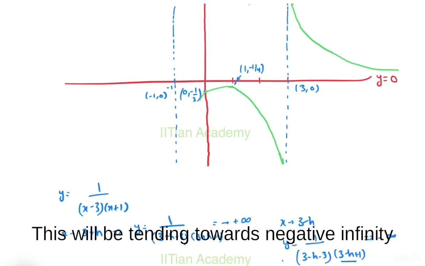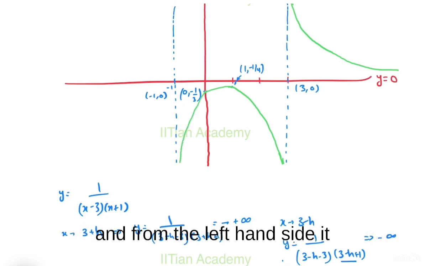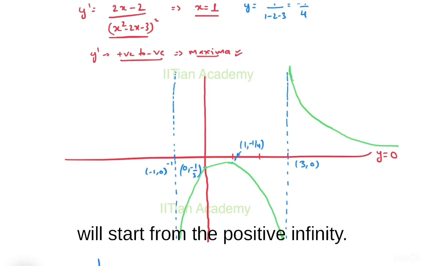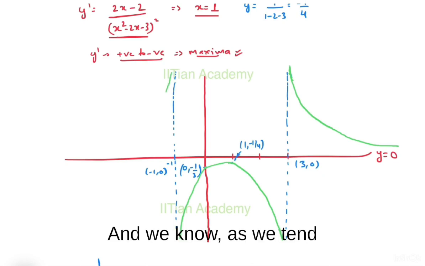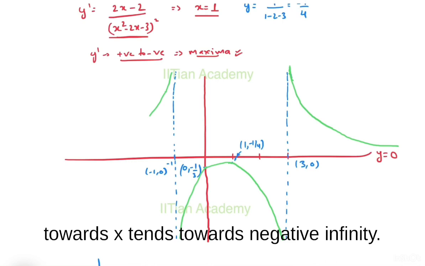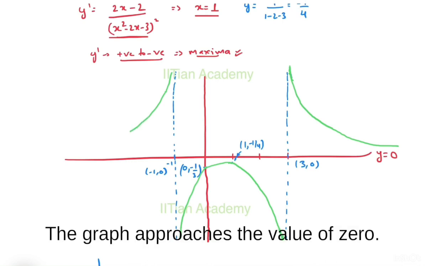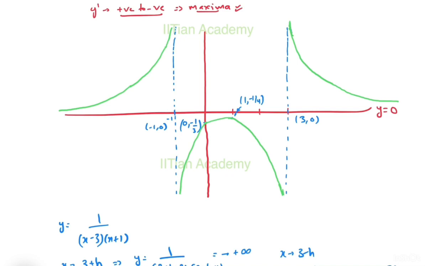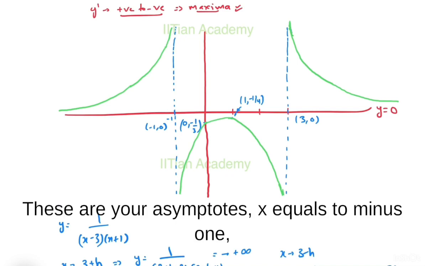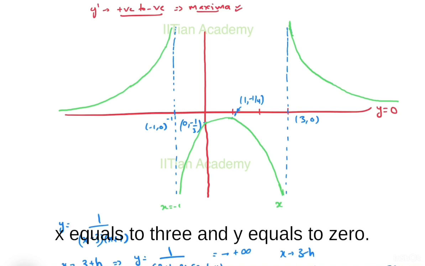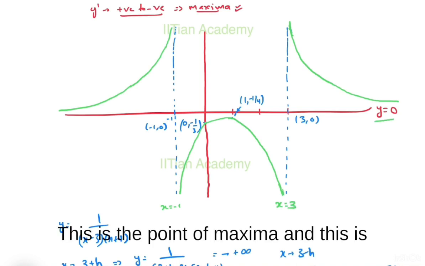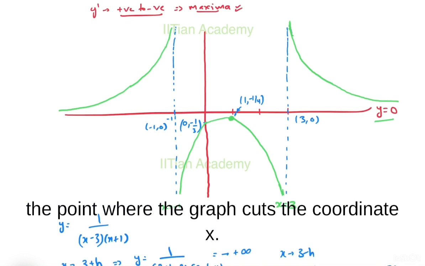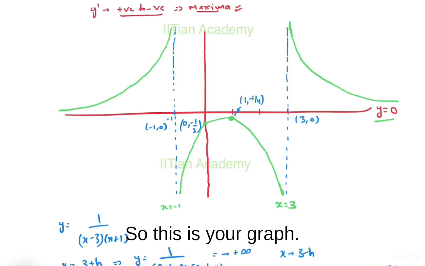This will be tending towards negative infinity, and from the left hand side it will start from the positive infinity, and we know as x tends towards negative infinity, the graph approaches the value of 0. So this is your graph in the green color. These are your asymptotes: x equals -1, x equals 3, and y equals 0. This is the point of maxima, and this is the point where the graph cuts the coordinate axis. So this is your graph.